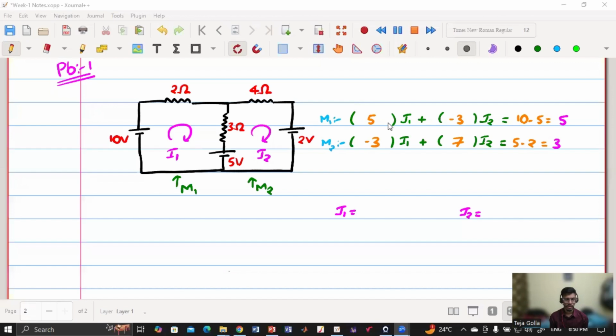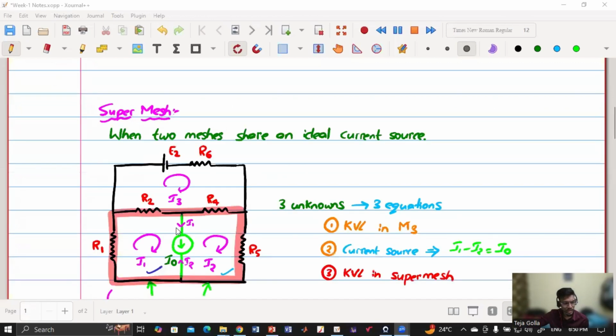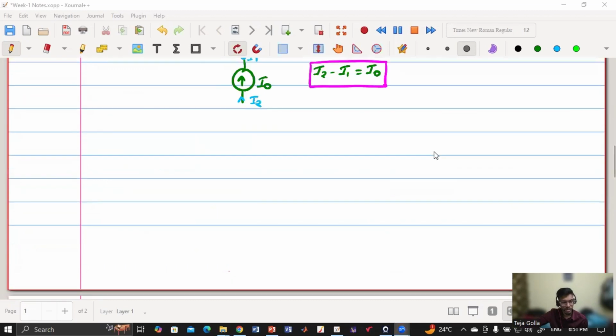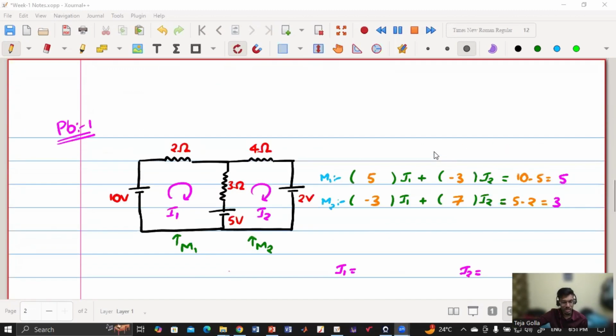If you see in the case of a supermesh, I directly get one equation just by looking at the circuit, and you have to get two more equations. Say if this current source is outside, then we can directly get one of the mesh equations, whereas in that case applying nodal analysis you will get more equations. So depending upon the circuit, sometimes we can choose mesh or nodal analysis and solve.